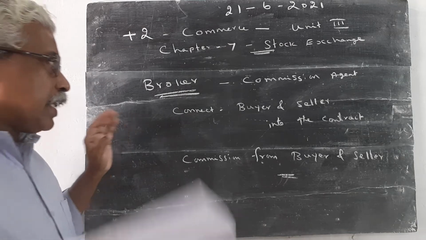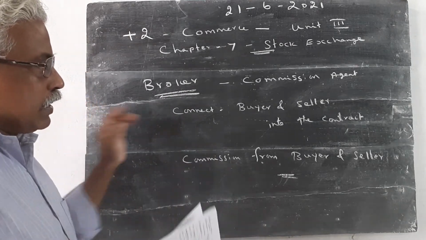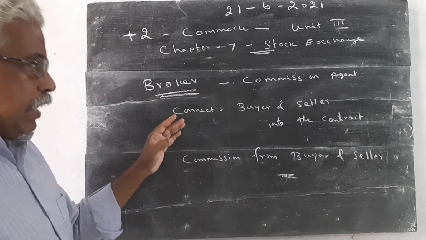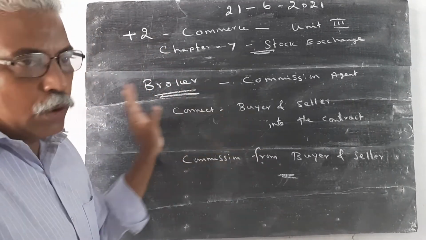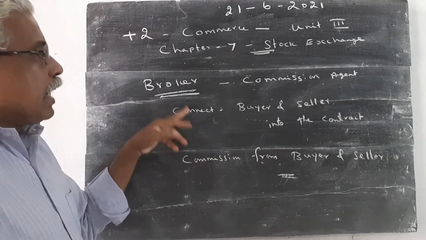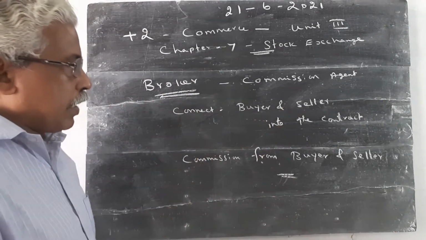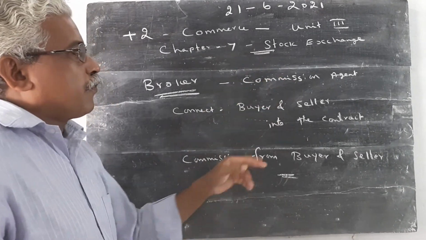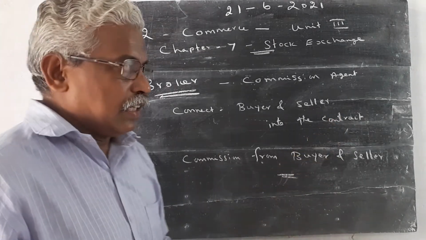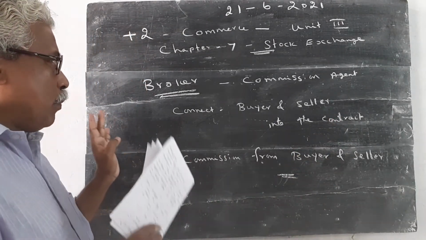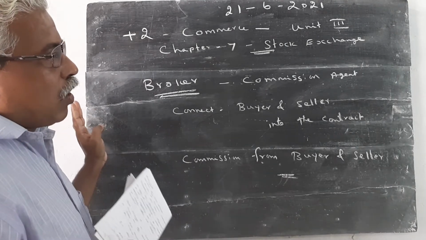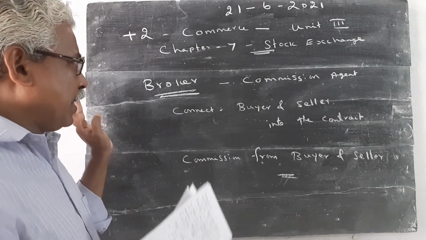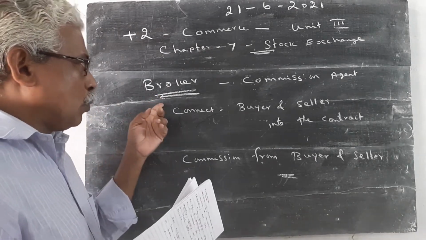We are not directly buying or selling the securities in the stock exchange. Only through brokers can we buy or sell the securities. The broker connects the buyer and seller into a contract. He gets a commission, so he is called a commission agent. He gets a commission from buyer as well as the seller. Without a broker, we cannot deal any transaction in the stock exchange.